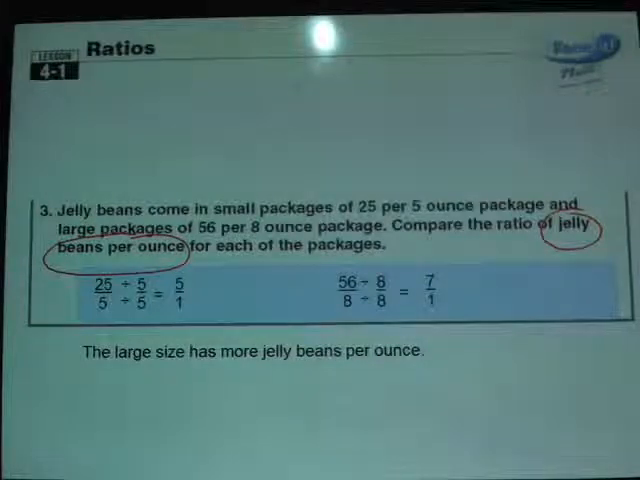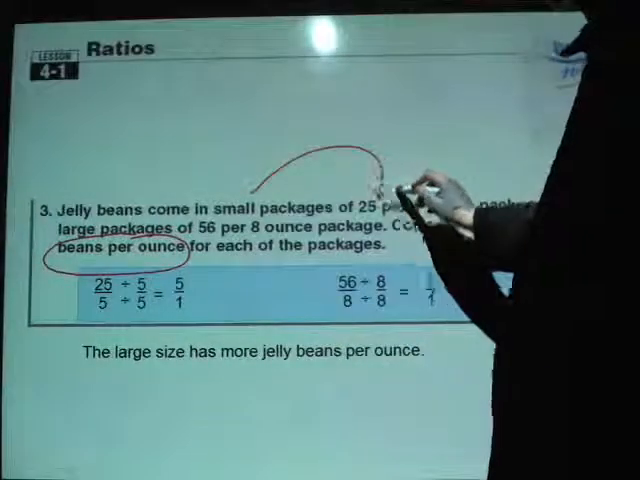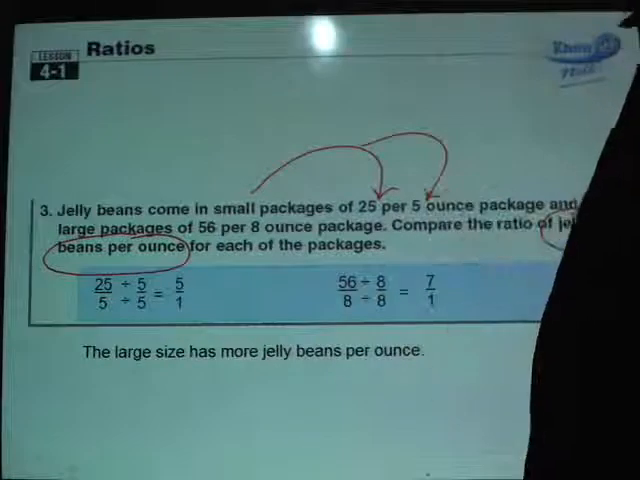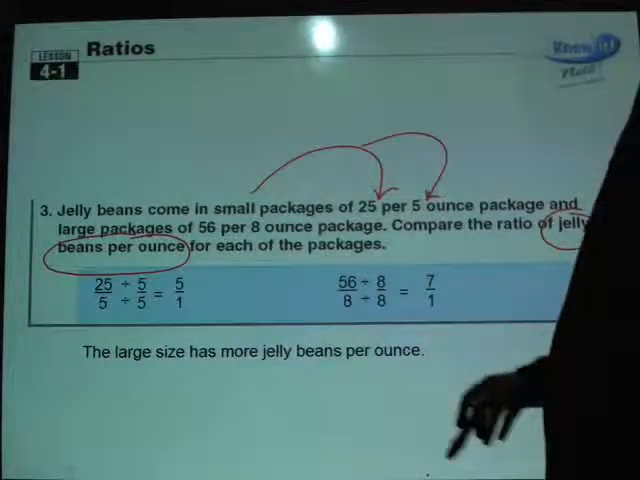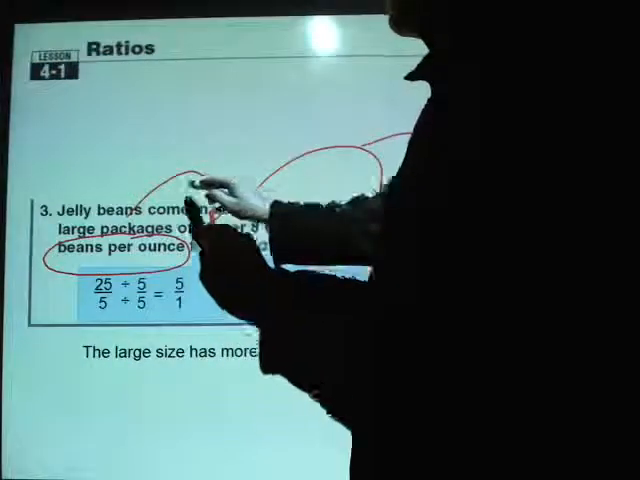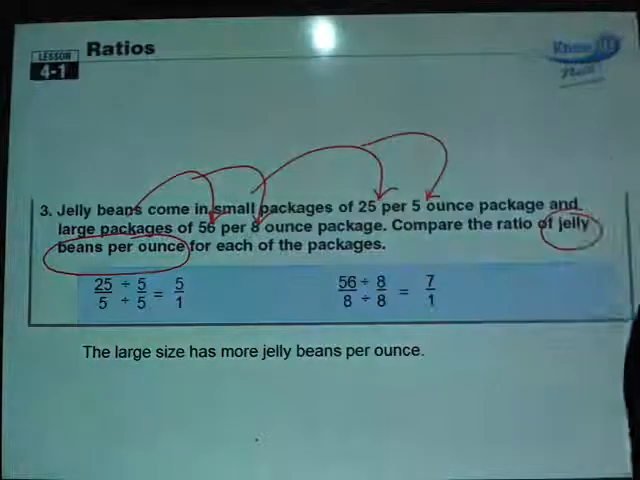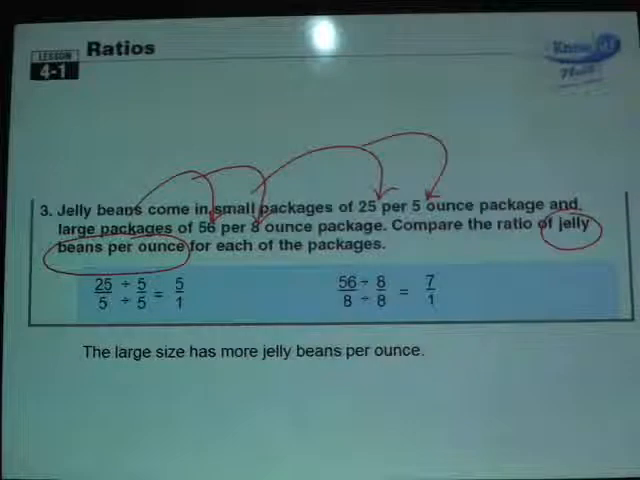So for the small package, there's 25 jelly beans in 5 ounces. So they write a fraction that's got 25 over 5. And then when they get to the large package, they get 56 jelly beans per 8 ounces. So that's a ratio comparing 56 and 8. Now both of those are reducible. Of course we need to reduce because we're trying to figure out, in this case, how many I'm getting per ounce, or per 1 ounce.